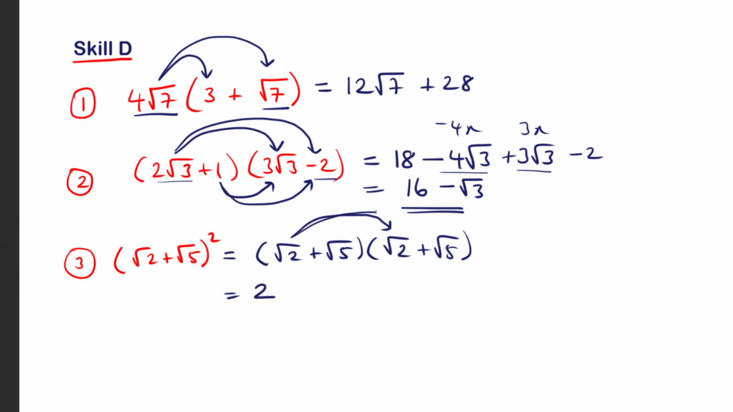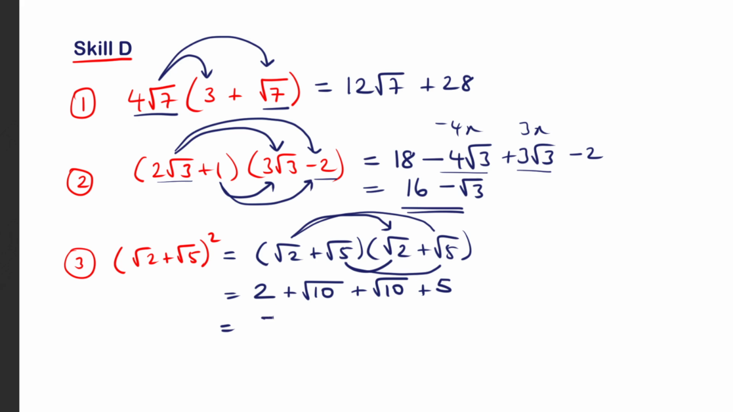Root 2 times root 5. Well, the best we can do with that is to simplify it as root 10. And then we have this one. Root 5 times root 2, that's another root 10. And then root 5 times root 5, that's 5, isn't it? Yeah, that's the whole point. When you have the same number square rooted times by itself, you have to get that kind of number that's underneath, so it's 5.